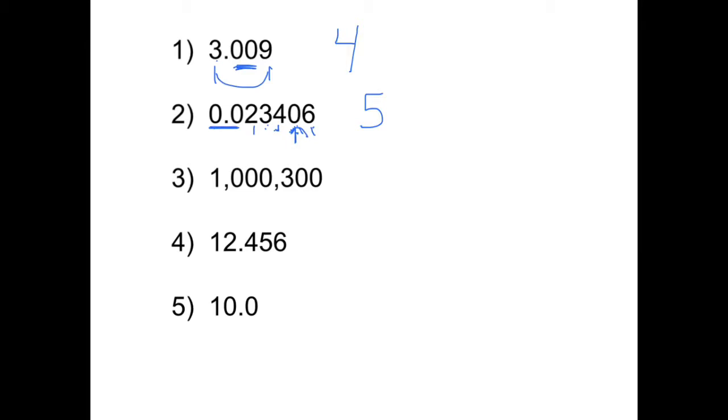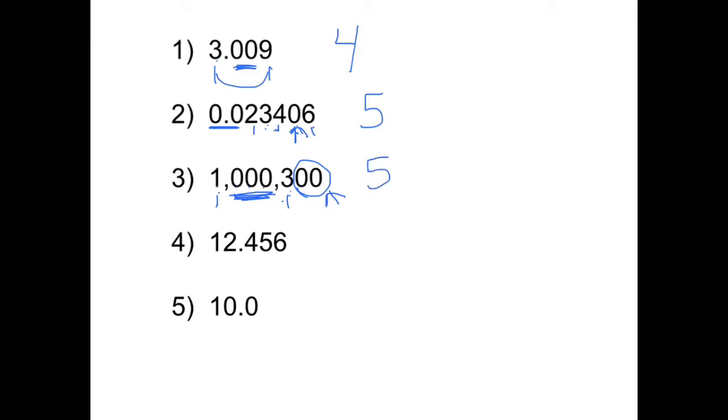Number 3, we have 2 non-zero digits. We have 3 zeros that come between those 2 non-zero digits. So these 3 zeros are all significant. The 2 terminal zeros, however, are not significant. There is no decimal place, so these 2 zeros are not significant. So in number 3, we have 1, 2, 3, 4, 5 significant digits.